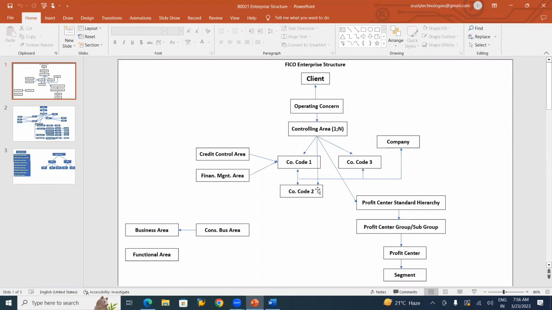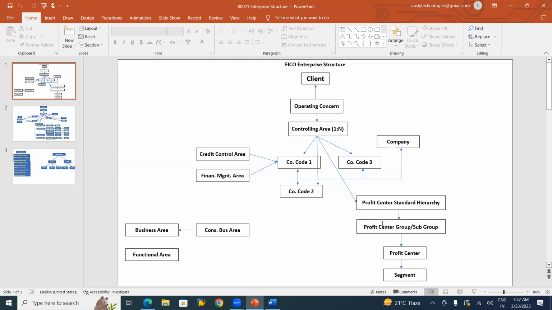What is the difference between a profit center and a cost center? What is the difference between a profit center, cost center, and internal orders? Profit center, cost center, internal orders, and WBS elements. All the differences we are going to discuss. But meanwhile, just remember that we are going to do in the FI module the profit center standard hierarchy. Under that, we are going to create profit center groups or subgroups.